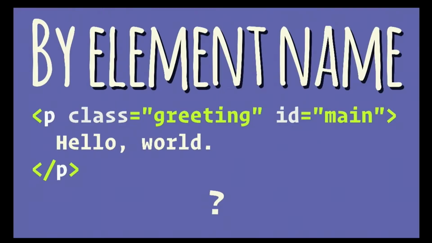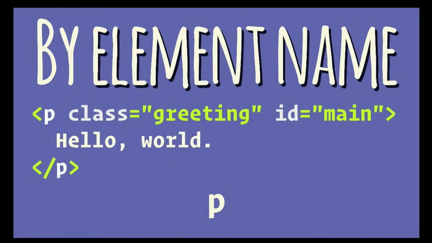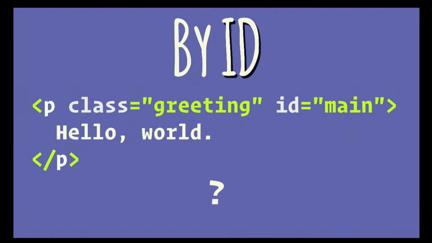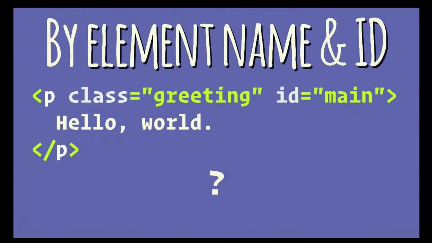How would I grab this paragraph? By just its element name. What would I put inside the query selector parentheses? Forget the ID, forget the class. How would I do it just by its element name? Just P. Yeah, piece of cake. How about by its ID? Hash main, yep.